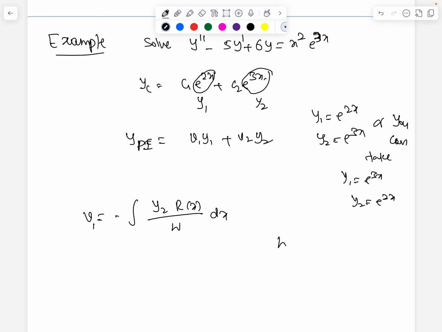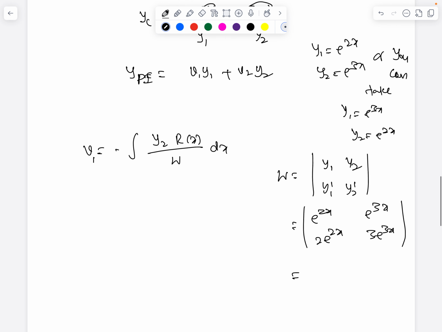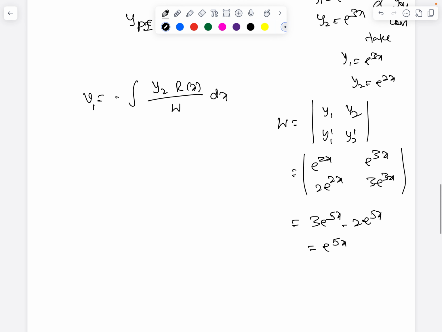According to the definition of W, the Wronskian, with y1, y2, y1 prime, y2 prime: y1 is e power 2x, its derivative is 2 e power 2x. y2 is e power 3x, its derivative is 3 e power 3x. If you simplify, that is 3 e power 5x minus 2 e power 5x, which is equal to e power 5x. The Wronskian is that one.